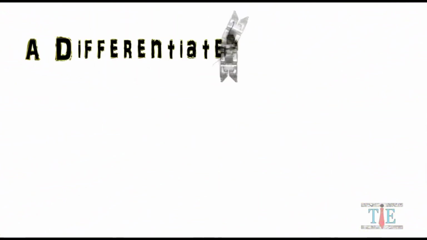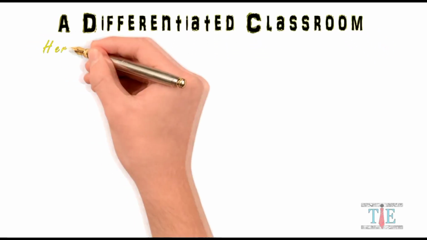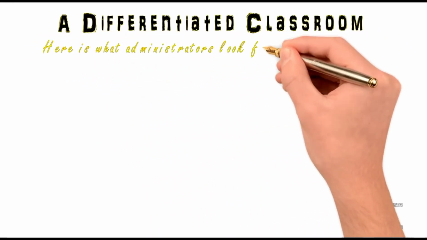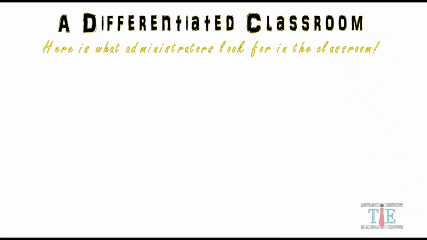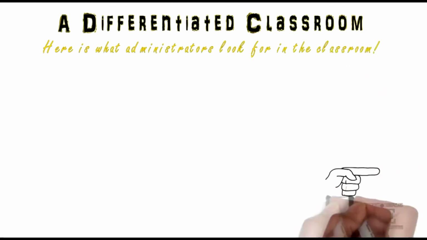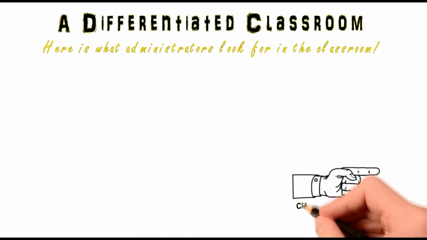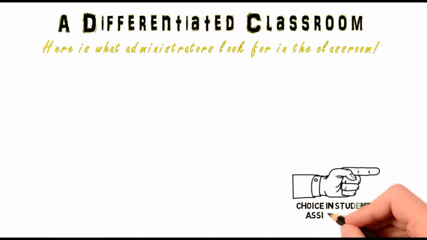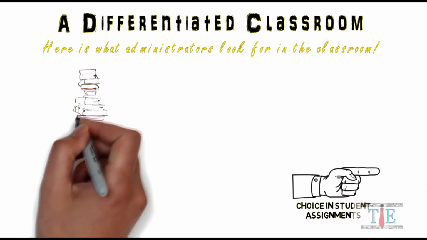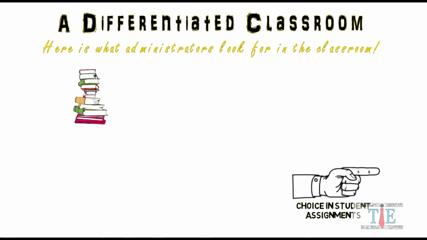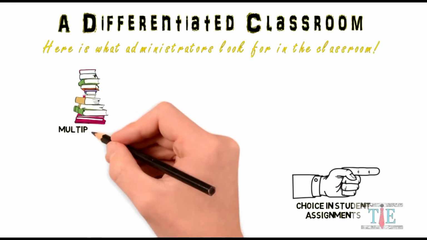And our last segment, what does a differentiated classroom look like? Here is what school administrators should look for when evaluating a differentiated classroom. The first thing they will look for is choice in student assignments. Choice in student assignments should be reflected in lesson plans. Next, administrators want to see more than one text being used in the classroom. Therefore, offer multiple reading texts for students.